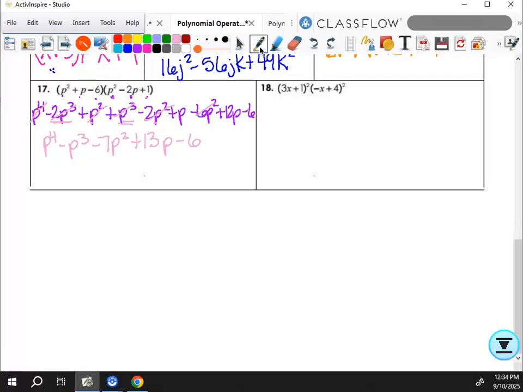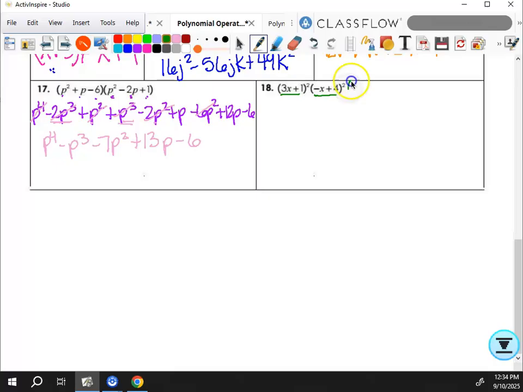How are we doing here? Everybody good? All right, now on 18, here's what I suggest before I just turn you loose, because somebody did something weird this morning and made me think I need to make sure you understand what to do here. You're going to FOIL both of these, right?